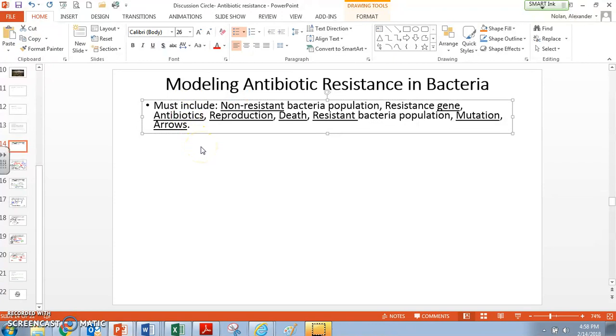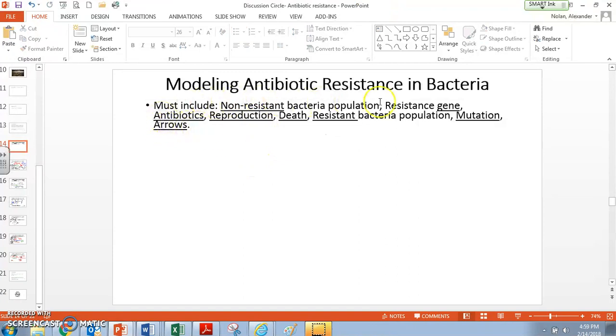But we've learned over the course of the unit that there are other things involved. There are genes involved here. There are resistance genes, and those genes appear by mutations. We also have reproduction and death. These play really important roles in this model. If you don't include these, that the bacteria are reproducing and some of them are also dying, then this model doesn't make any sense. So we need to include all these underlined terms in order for our model to make sense. What we need to start off with is our non-resistant bacteria population.